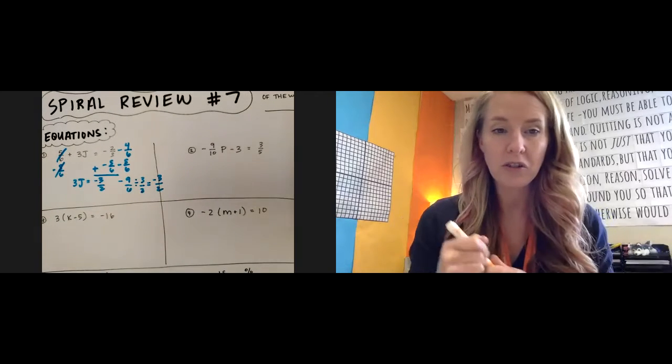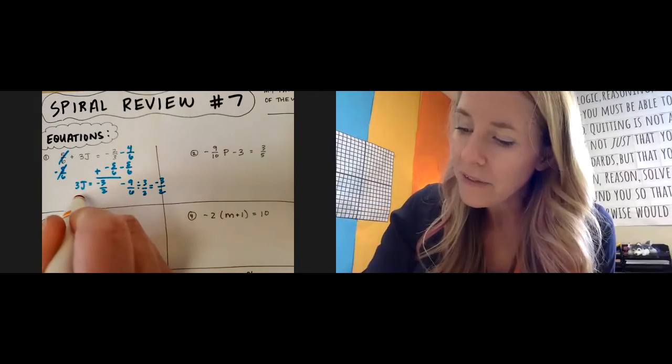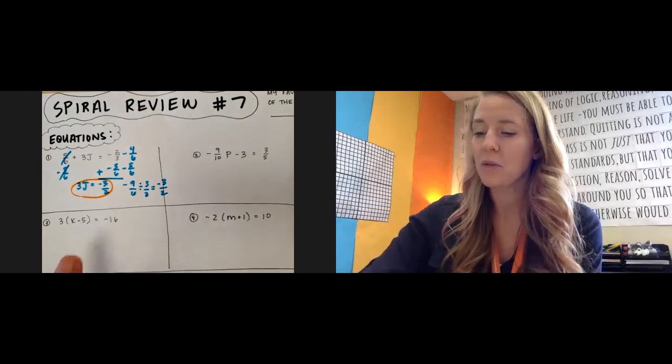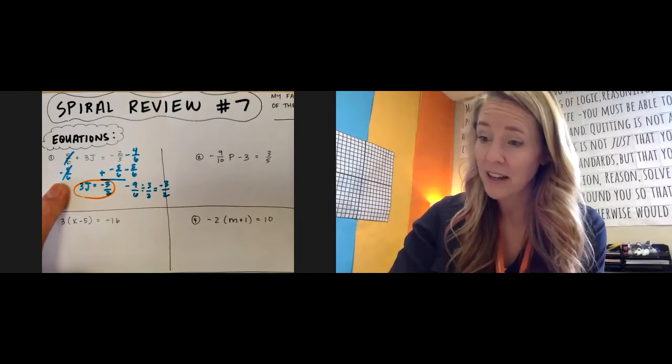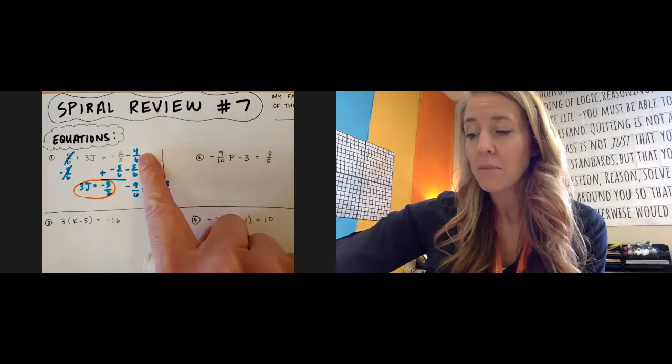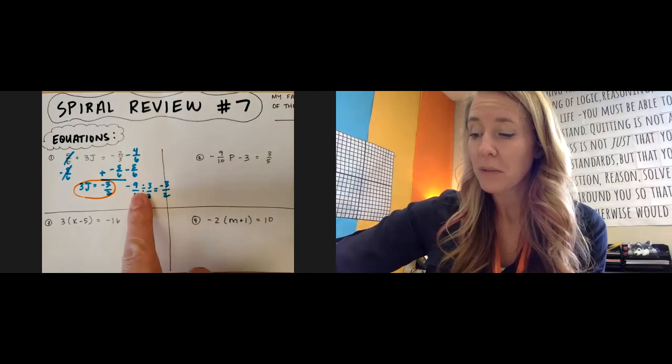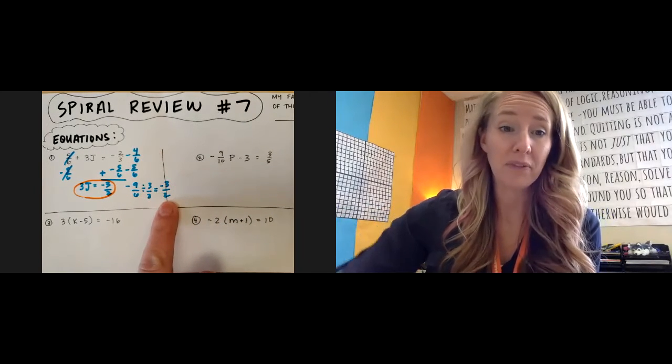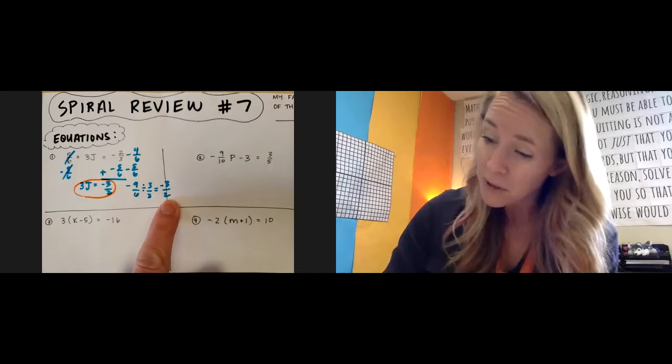Let me change marker colors just so it stands out. This is what we have at this point, and all we did was subtract 5/6 from both sides. But when I did that, I did keep, change, and I had to combine 2 negatives, making sure their denominators were the same, and then go back and simplify. So fractions do have a lot of steps sometimes.